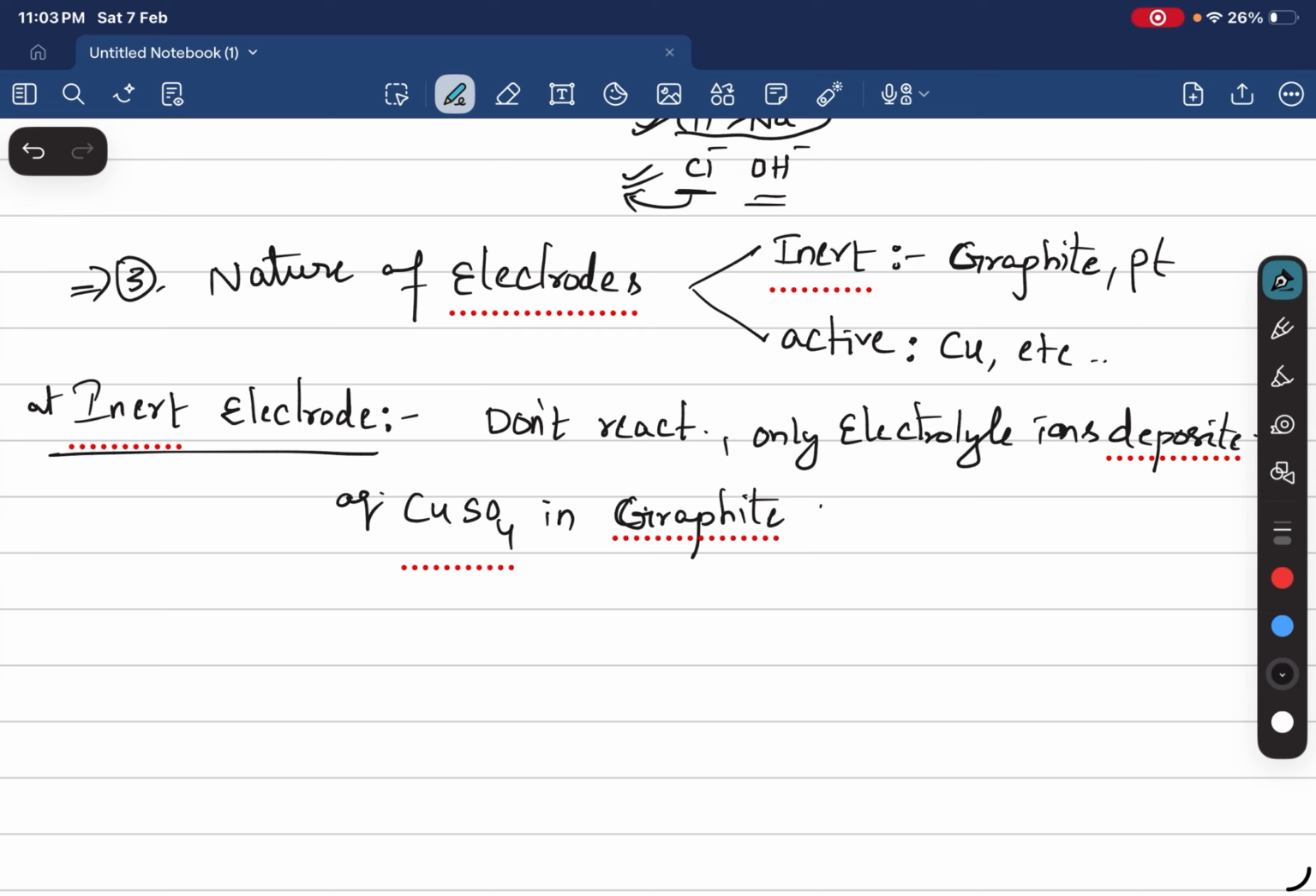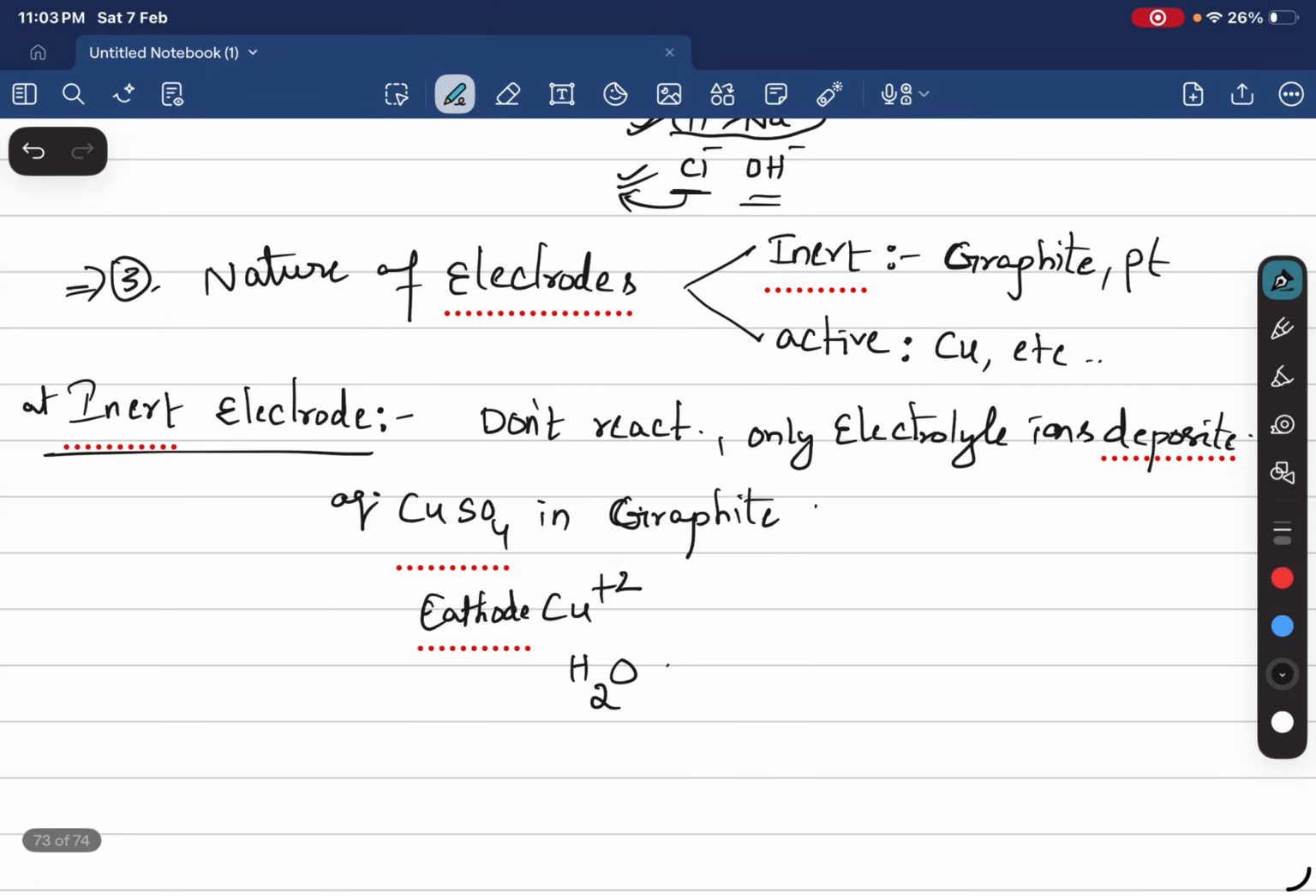If you take aqueous CuSO4, so Cu2+ ions, at the cathode, what reaction happens? In simple words, in aqueous CuSO4, Cu2+ and H+ both will be present. H+ is less reactive than Cu2+, so Cu2+ will deposit first. So Cu2+ accepts 2 electrons from the cathode and deposits as Cu.